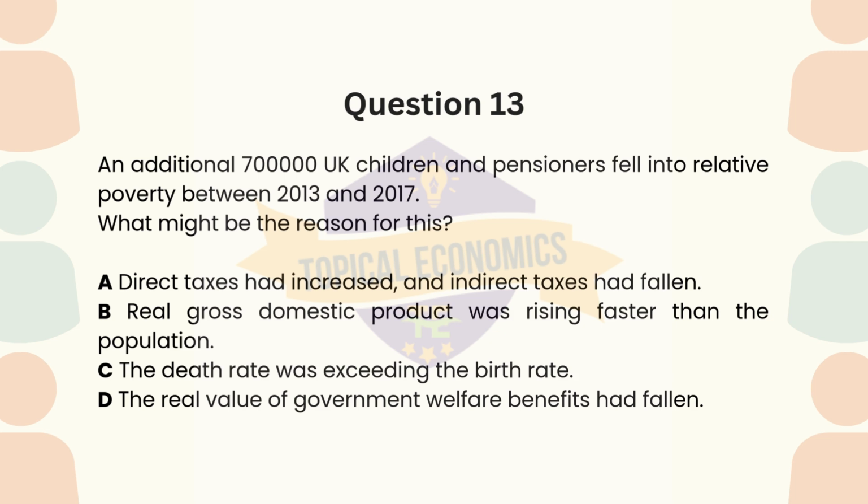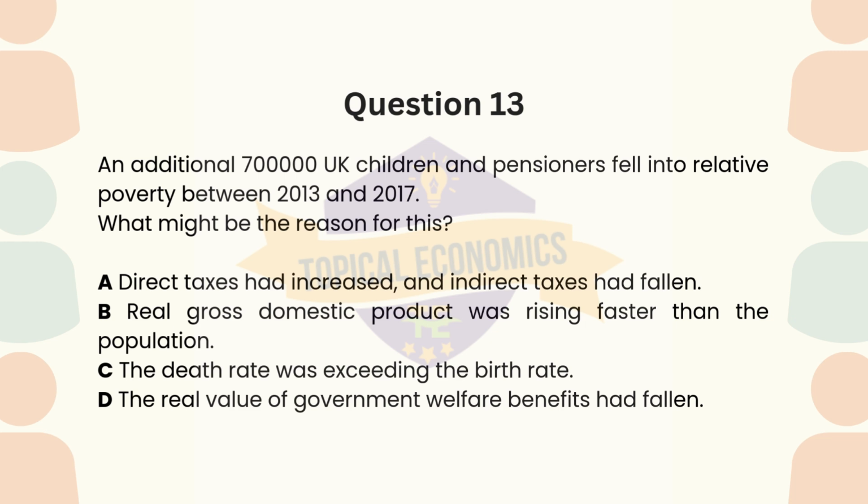Option B, real gross domestic product was rising faster than the population. Here, if GDP is rising faster than the population, it generally suggests improved economic conditions, which would typically reduce relative poverty rather than increasing it. So again, option B is incorrect. Option C, the death rate was exceeding the birth rate. Here, a higher death rate compared to birth rate does not directly relate to poverty levels among specific demographic groups like children and pensioners. So again, this is incorrect.